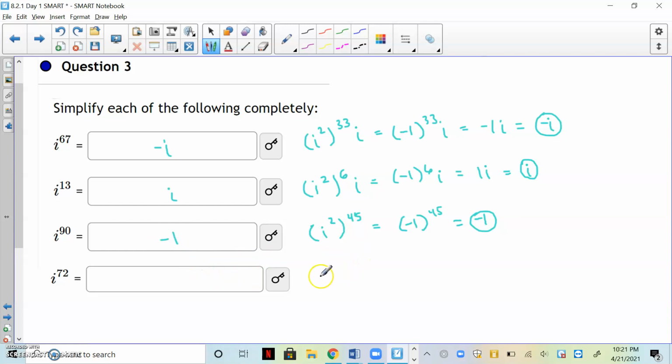Okay, and then last example, 72, another even number. So i squared, just always start with i squared. 2 times what equals 72? Well, that would be 36. So -1 to the 36th power. This is an even power, so I'll end up with a +1.